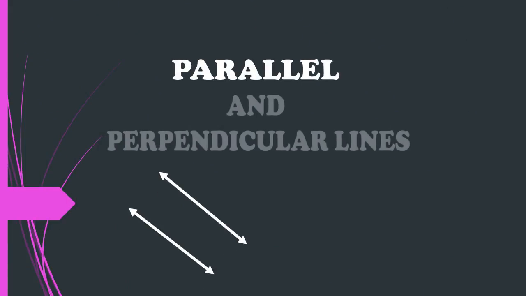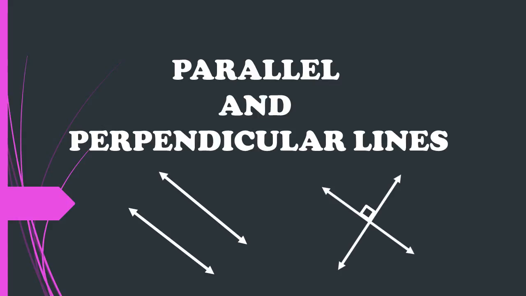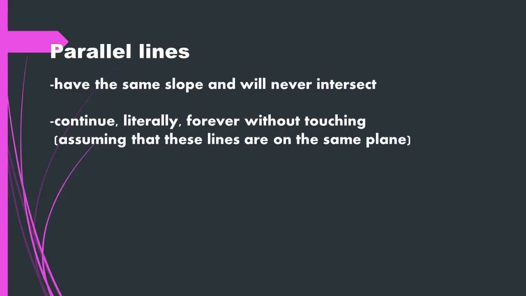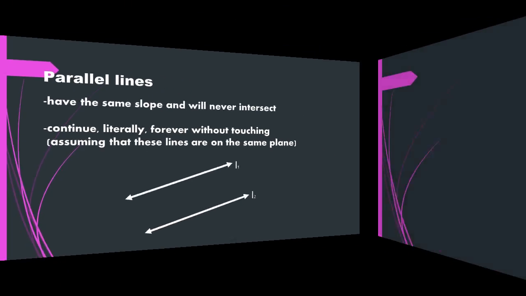Let's talk about parallel and perpendicular lines. Let's talk about parallel lines. When we say parallel lines, they have the same slope and will never intersect. They continue literally forever without touching, assuming that these lines are on the same plane. For example, line 1 and line 2. These two lines are parallel lines.